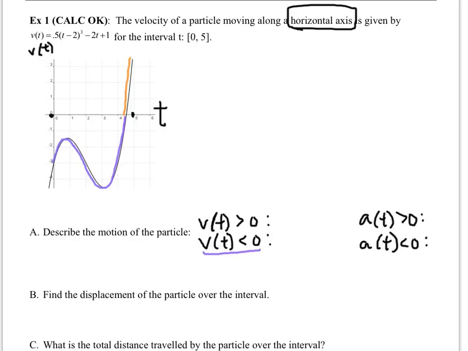For v of t greater than 0, we've got the orange part of the graph. For a of t greater than 0, we're talking about a positive slope on this graph. So we're talking about from here to about there, and from here for the rest of the time. So that's a of t greater than 0. And then for a of t less than 0, we are talking about a negative slope on the velocity graph, so we're going to do that in yellow. Okay, so we've got a lot of different colors going on in here.